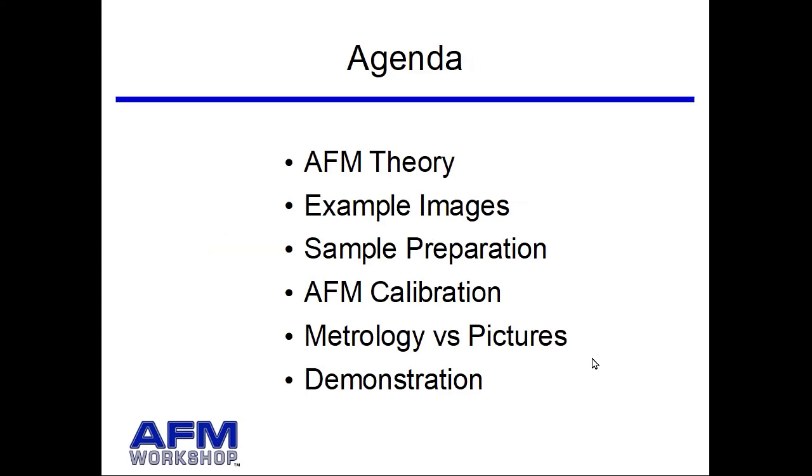So today's agenda is this. We're going to do some AFM theory. We find that if people take the time to learn how the microscope works, they're more successful with it. We're going to go through some example images that mostly come from our customers. We're going to talk about sample preparation. And then one of the important issues is, how is the AFM calibrated to make sure that when you do Z-height measurements, you're getting the right numbers. And then I want to give a slight presentation on the difference between metrology and making pictures, because there's a slight variation there in how you process the data. And then we have a short 5-minute demonstration at the end. It's a demo that we recorded just to show you how the AFM works.